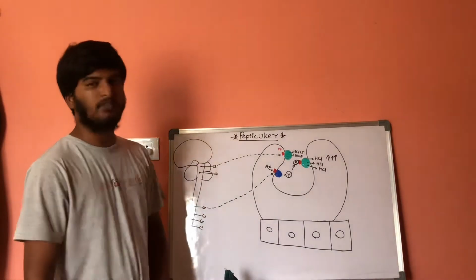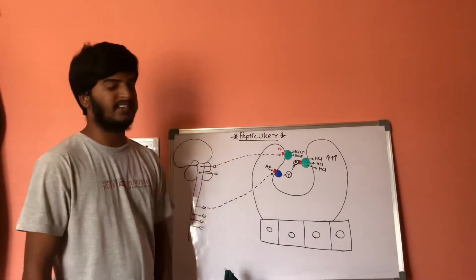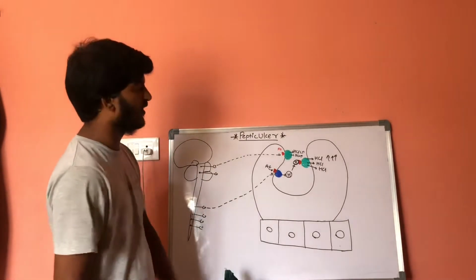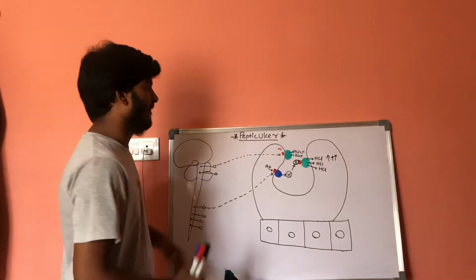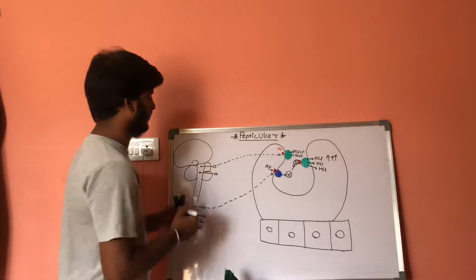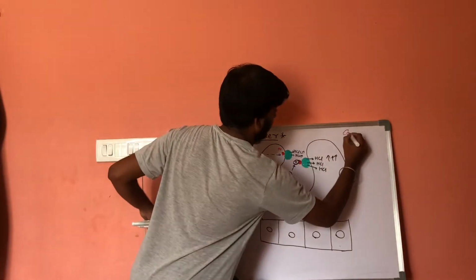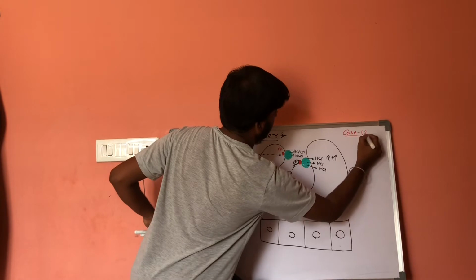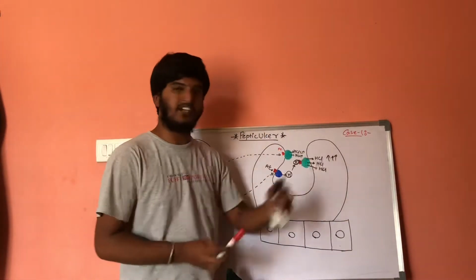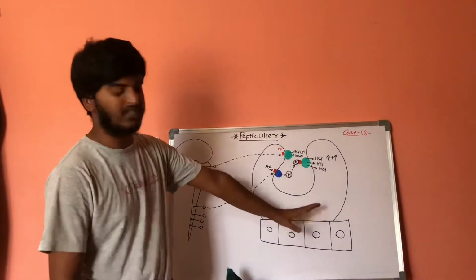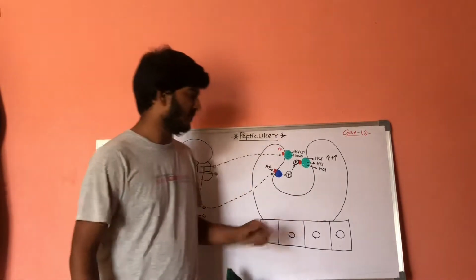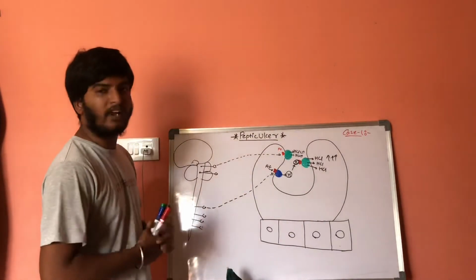Now let us have discussion on some special cases, that is case number 1, where the excessive secretion of HCl is taking place. Let us consider a patient number 1 where the HCl concentration is more. If the HCl concentration is more, there must be a counter-regulatory mechanism. So what is that counter-regulatory mechanism?